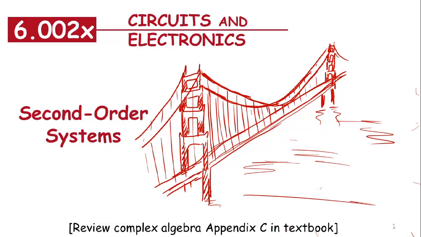Now let's move on to second order systems. So far you looked at first order systems that contained a single energy storage element such as a capacitor. So a circuit containing a voltage source, a capacitor, and a resistor was a first order circuit. Now we will look at second order systems.